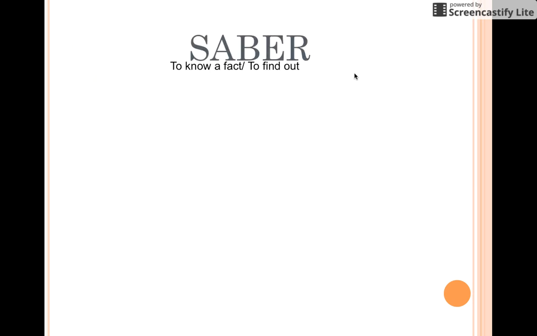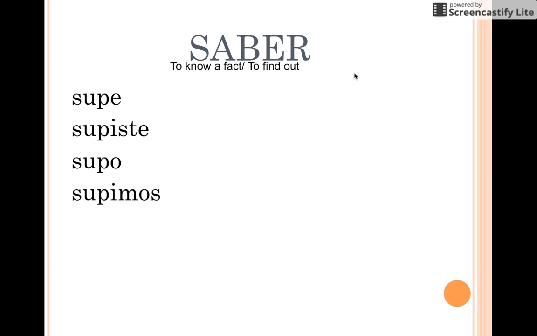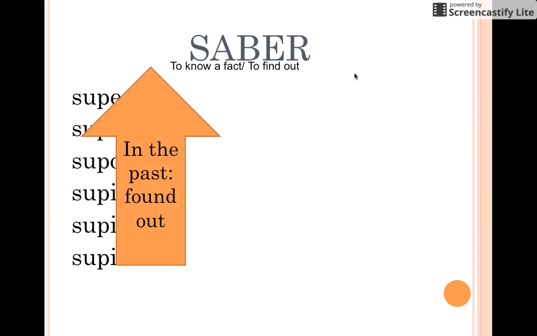And here's our last verb. Saber is to know a fact or to find out. Supe, supiste, and supo for your singular forms. Supimos, supisteis, there's our vosotros form, and then supieron. So those are, again, your forms for saber in the preterite tense. And in English, it would be you found out something.